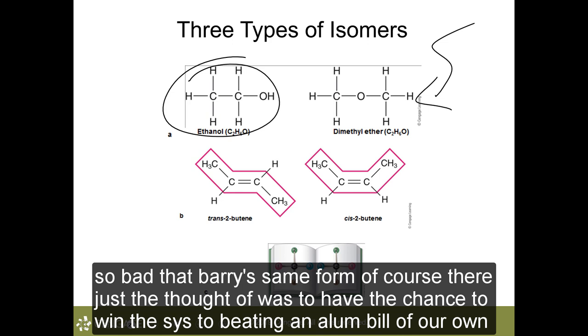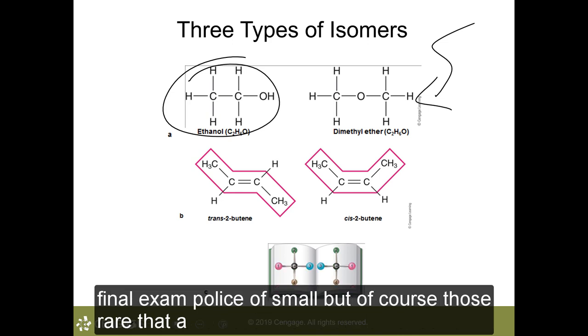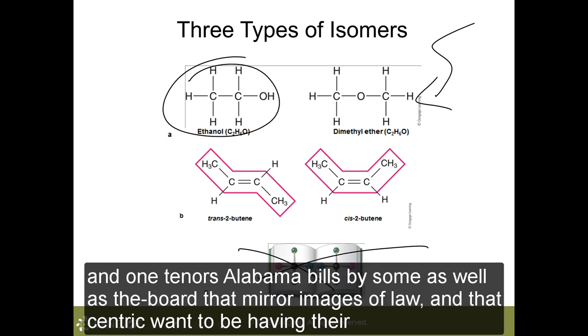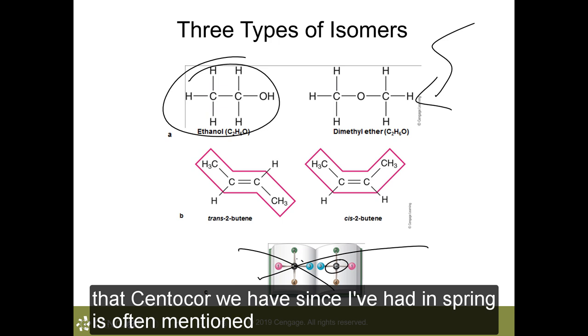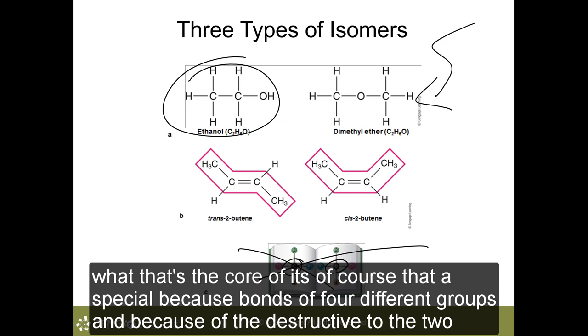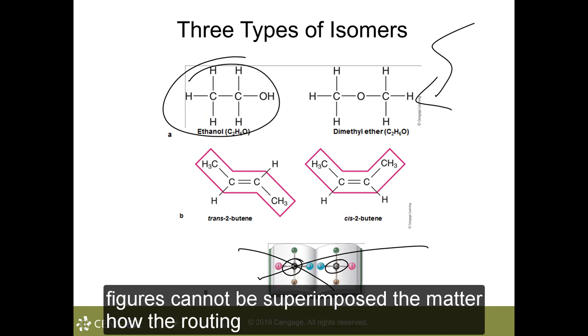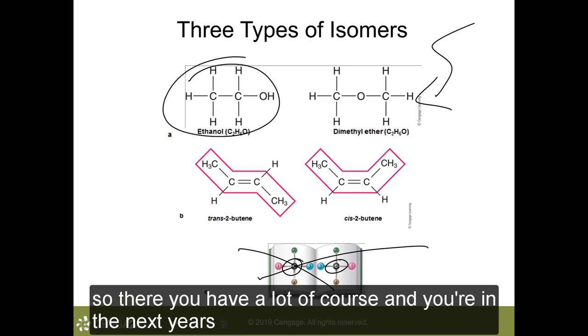And of course, we have the trans-2 and the cis-2 butene. And I won't do it with our third and final example, at least not at this moment, but those are enantiomers. As these isomers are, they're mirror images of one another. And that central carbon we have in there is asymmetrical because it's bonded to four different groups. And because of the 3D structure, the two figures cannot be superimposed no matter how they're rotated. So there you have it, and that will be that in enantiomers.